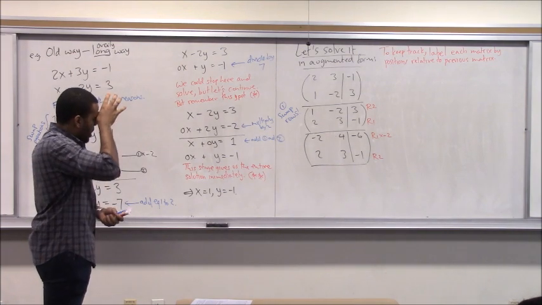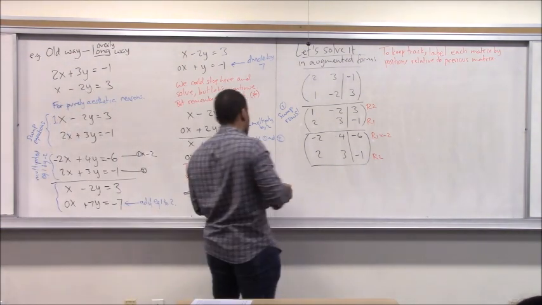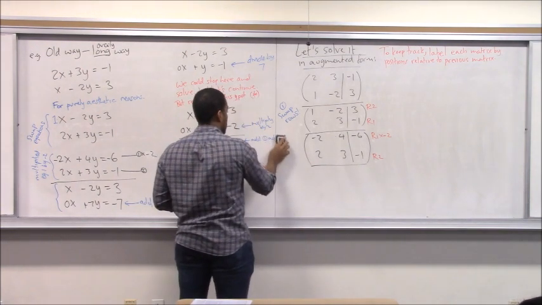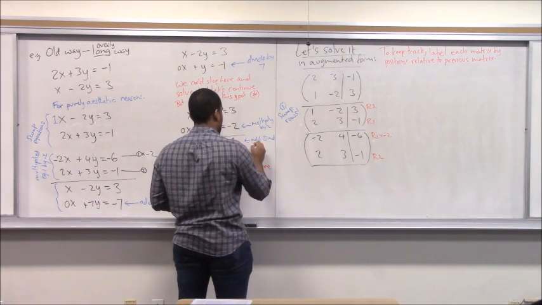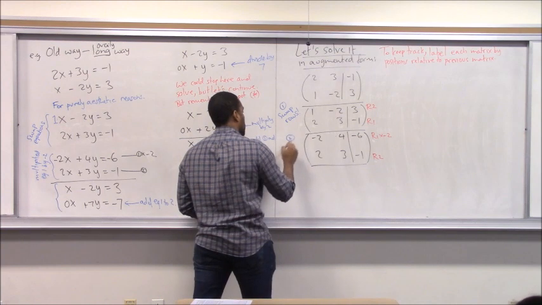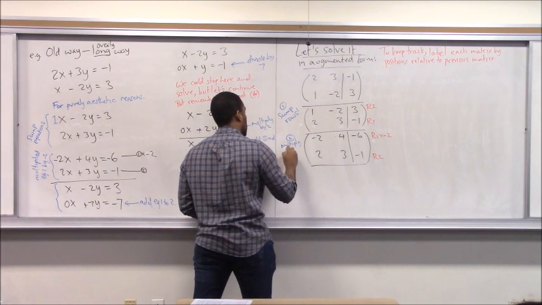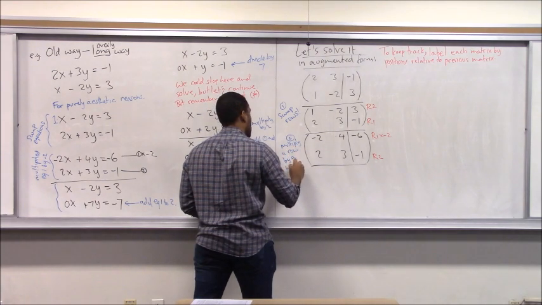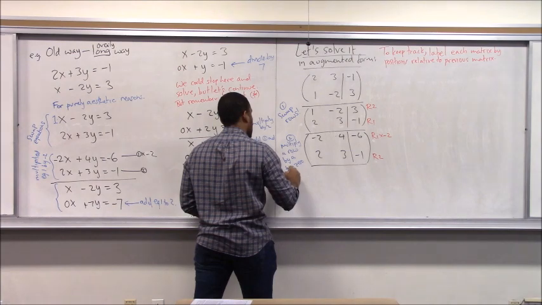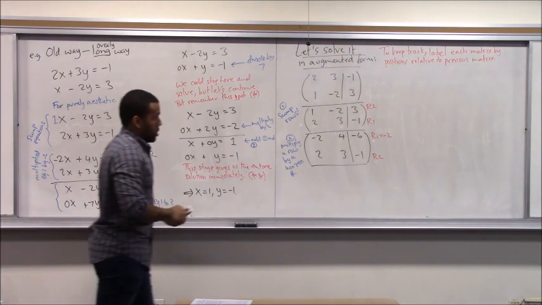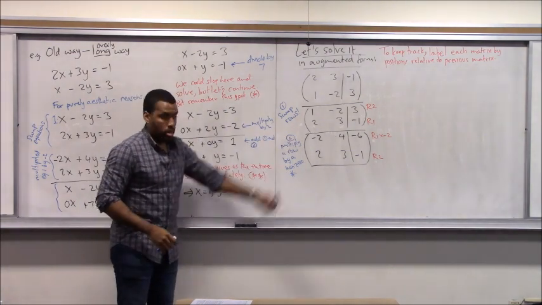But this represents the second operation. I can multiply a row by a non-zero number, which is what I did here with the row 1.